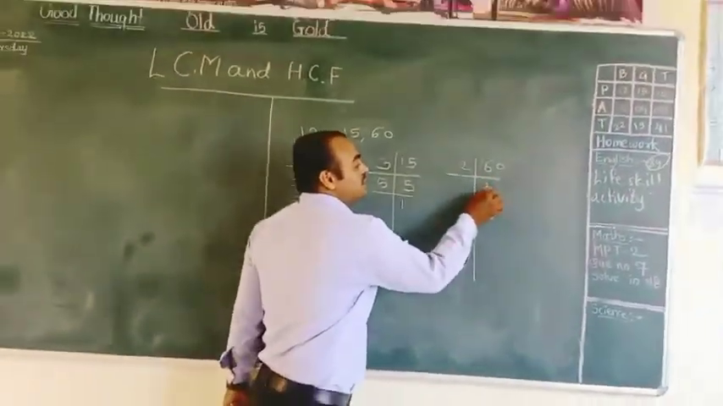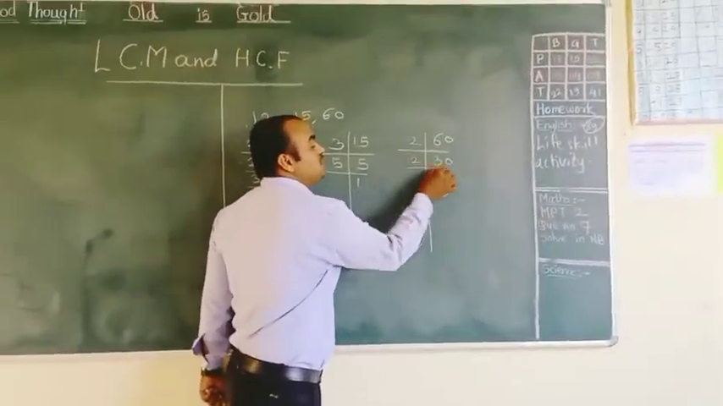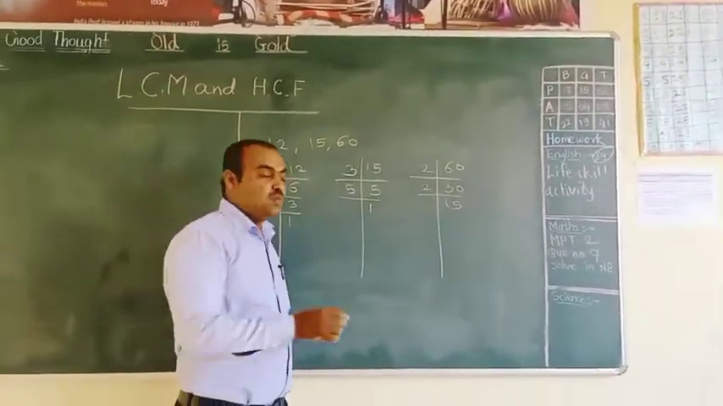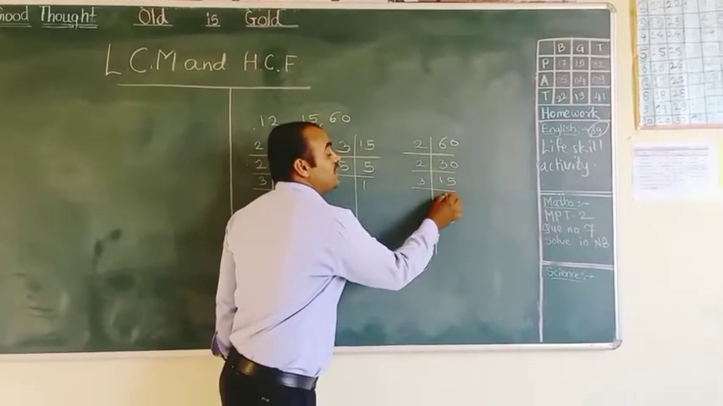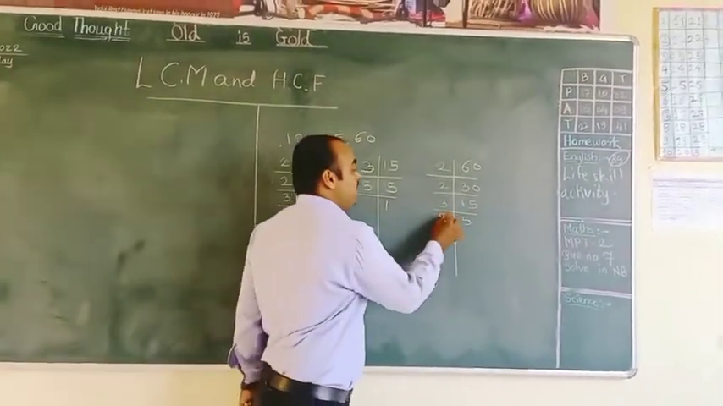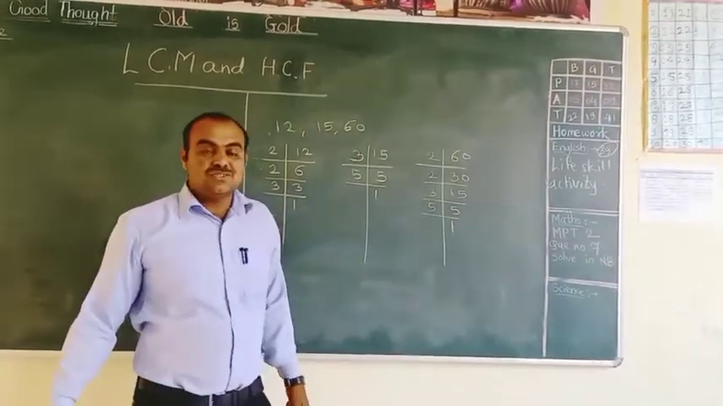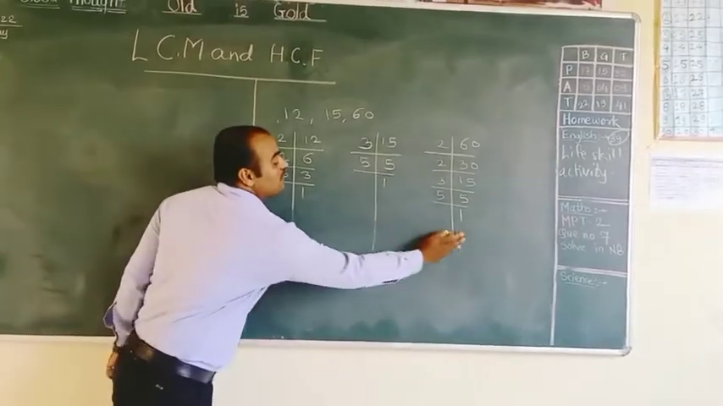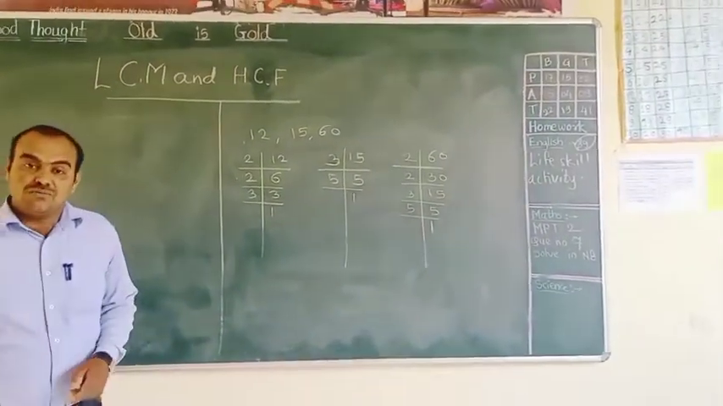Then we are getting 30. 30 divided by 2, then we get 15. And 15 divided by 3, so afterwards we are getting the answer 5. And 5 divided by 5 we get 1. So like this we are getting the factors. Now put these factors randomly, one above, one below, 1.